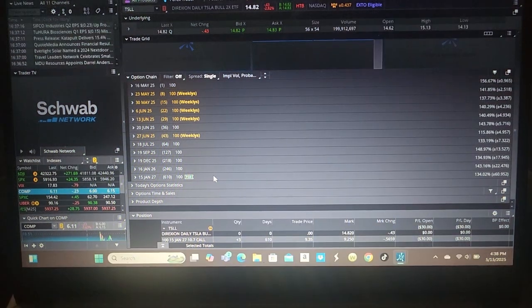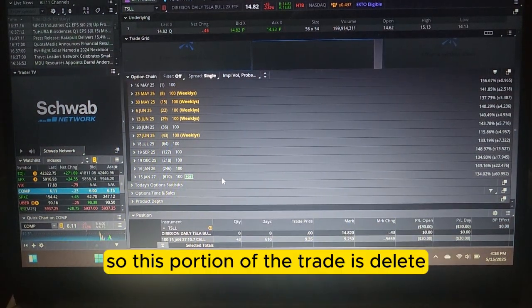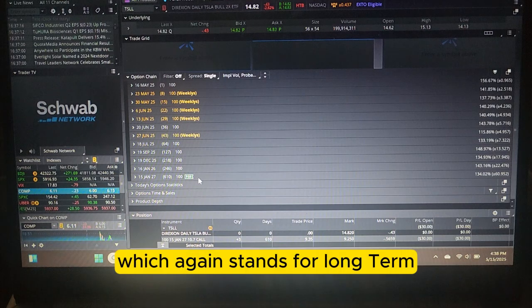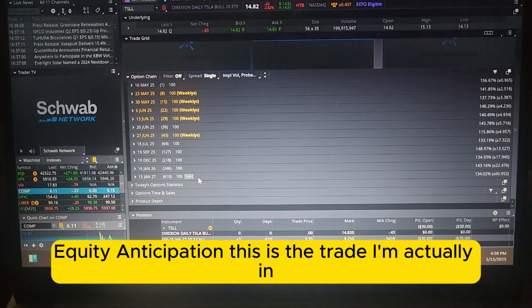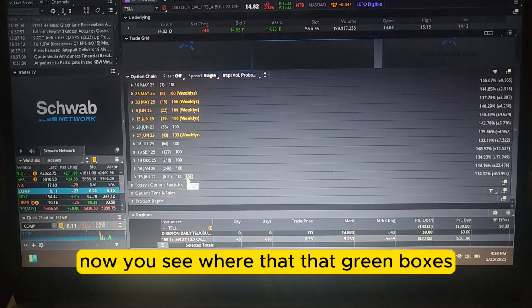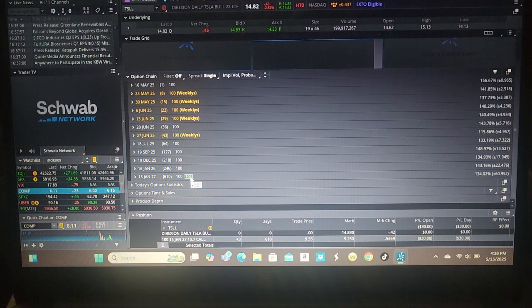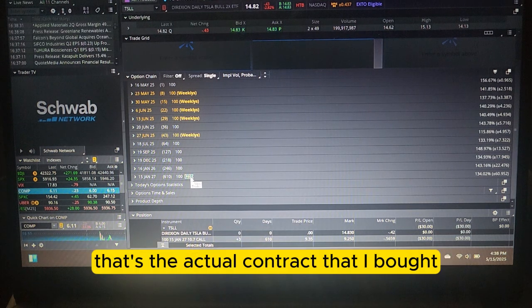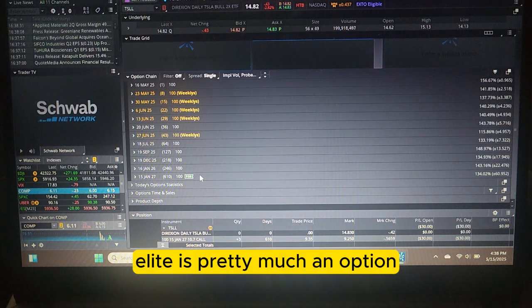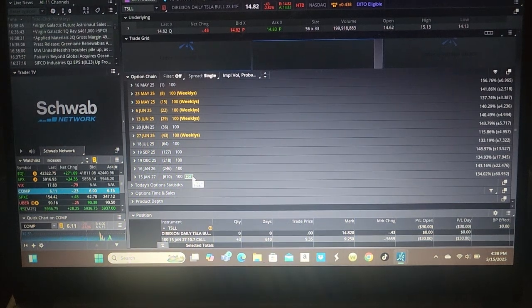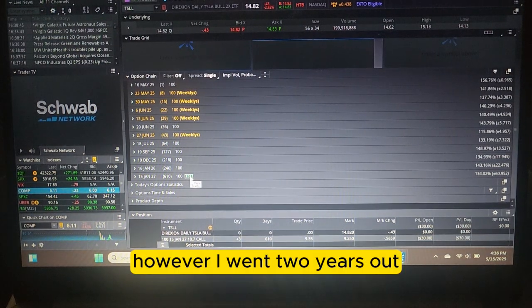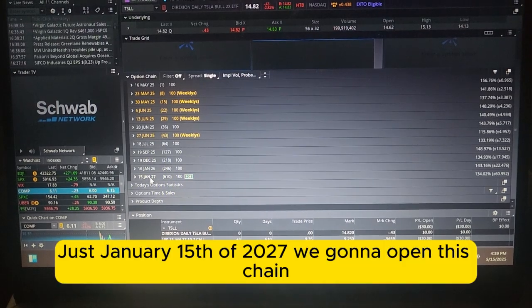Moving right along. So this portion of the trade is the LEAP, which again stands for long-term equity anticipation. And this is the trade I'm actually in. Now you see where that green box is? That's the actual contract that I bought. A LEAP is pretty much an option that's bought at least a year out. However, I went 2 years out. This is the January 15th of 2027.